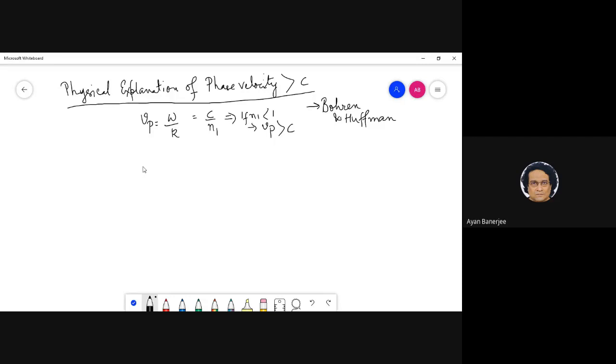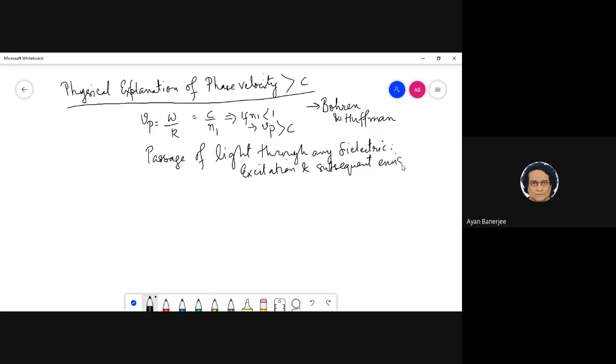So that is basically also some kind of assumption that we will make here, in the sense of not the quantum picture, but what we want to say is that the passage of light through a dielectric, through any dielectric, is nothing but the excitation and subsequent emission, which is a radiative process, radiation of dipoles, right?